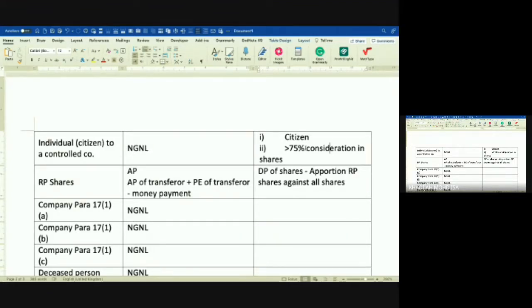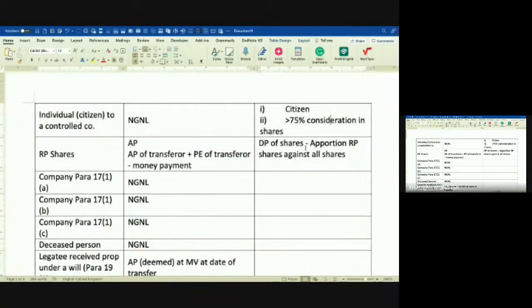But if the consideration is less than 75%, then it does not fall into no gain, no loss. Then the individual will be taxed on the disposal of the property.